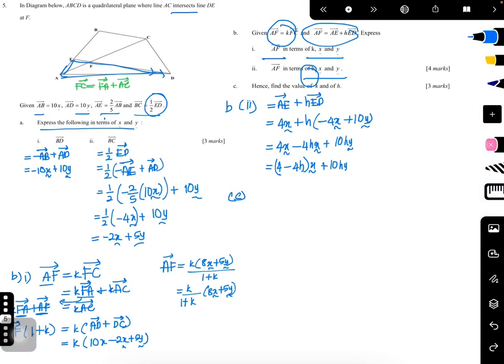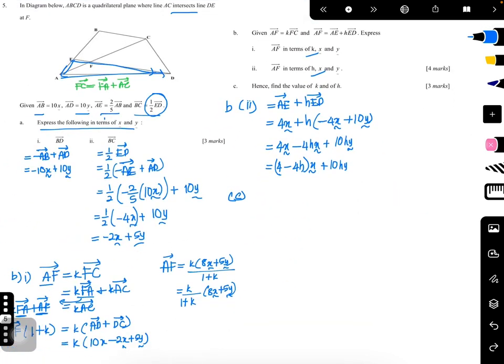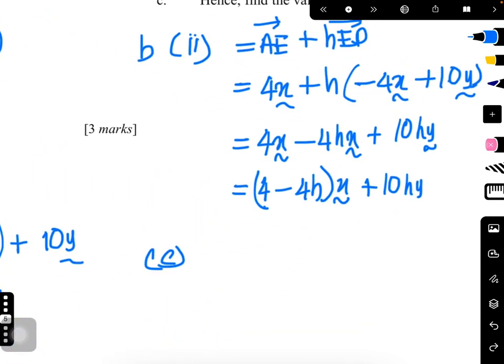Hence we need to use the information that we have found before. C, hence find the value of k and h. We can find k and h because we are finding the same one, AF, so it involves k and h. So we can just equate them, and I will be equating them in terms of column vector. 8k over 1 plus k, 5k over 1 plus k.